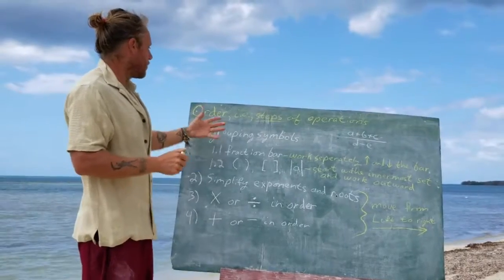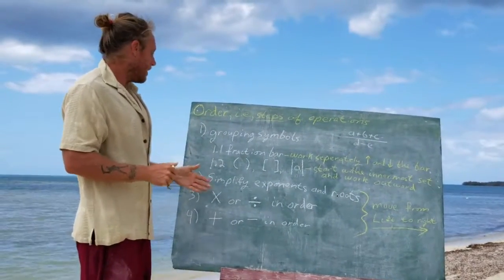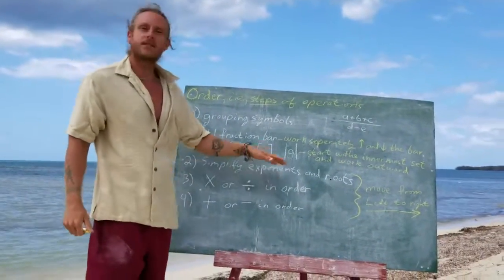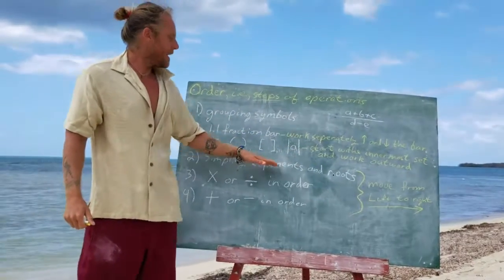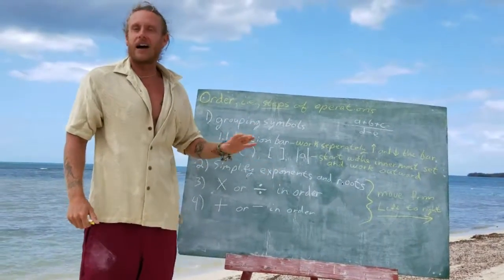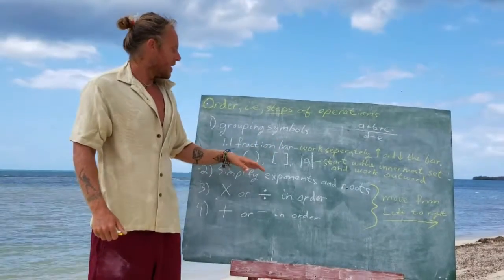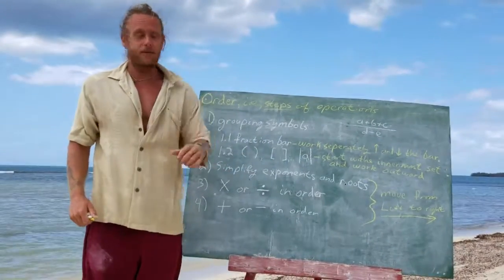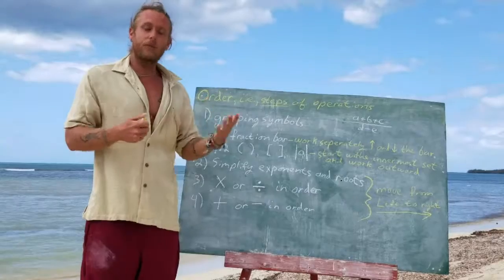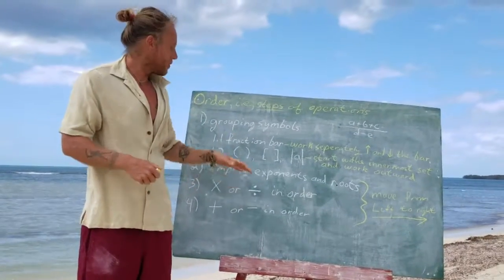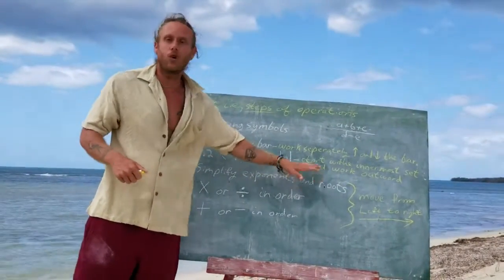After you're done dealing with these grouping symbols, then you simplify exponents and roots. We'll look at some basic exponential notation today. Again, I'm sure you're familiar with it. We'll spend some time with exponents in the future, but today we'll just remind ourselves of, or be introduced to, some basic exponential notation. We'll ignore roots for today.